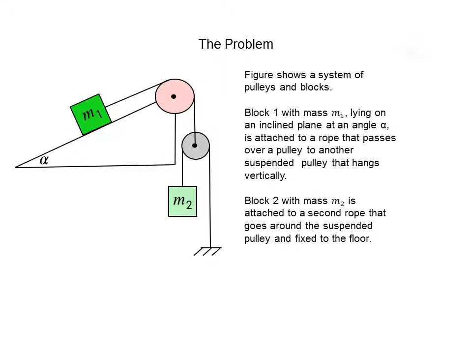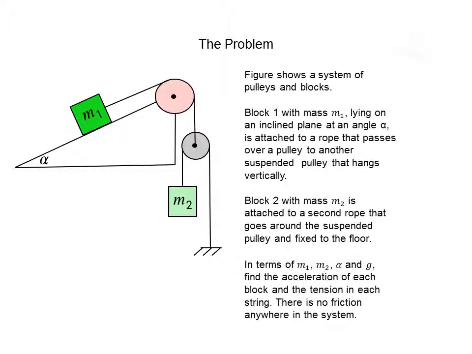Figure shows a system of pulleys and blocks. Block 1 with mass M1, lying on an inclined plane at an angle alpha, is attached to a rope that passes over a pulley to another suspended pulley that hangs vertically. Block 2 with mass M2 is attached to a second rope that goes around the suspended pulley and is fixed to the floor.